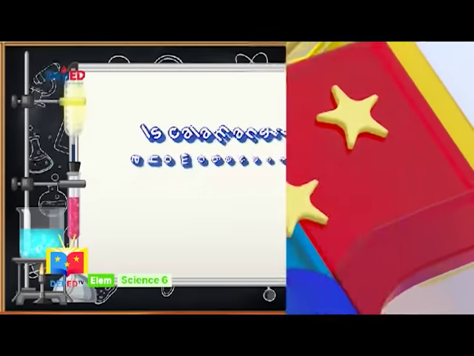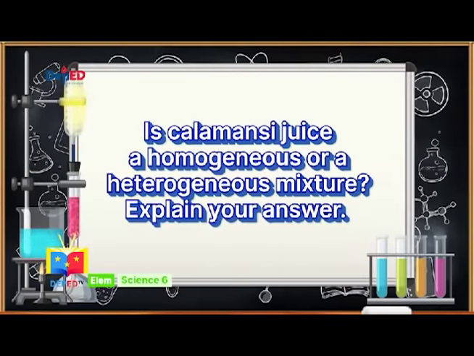Here we go! Calamansi juice is composed of calamansi extract, water, and sugar. Is calamansi juice a homogeneous or a heterogeneous mixture? If calamansi pulps are filtered out, calamansi juice is a homogeneous mixture because the substances, when combined, appear uniform all throughout. But if the calamansi pulps are not filtered out, then it is heterogeneous.